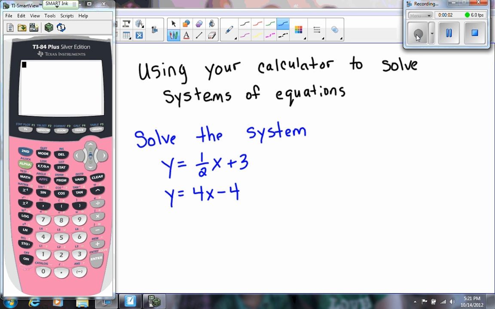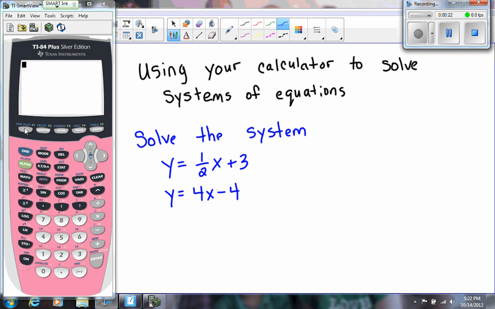I'd like to show you what you can do with your TI-84 Plus or your graphing calculator to solve systems of equations. So suppose you wanted to solve the system y equals 1/2 x plus 3 and y equals 4x minus 4. Well, remember that the solution to a system is where the two lines cross.